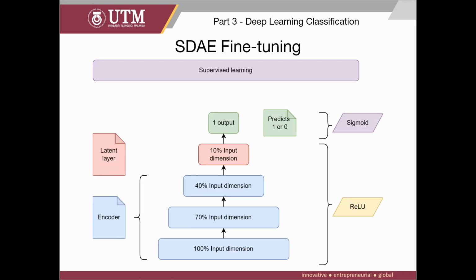For the SDAE fine-tuning process, as mentioned before, the decoder part of the autoencoder is removed, and instead a sigmoid layer with one output is attached after the latent layer. This allows us to predict the class of our dataset, whether it's 1 or 0, representing whether the patient has cancer or not. And the rest of the layers have no changes. For example, the encoder part and the latent layer are still using a ReLU activation function, while their input dimensions are also the same.